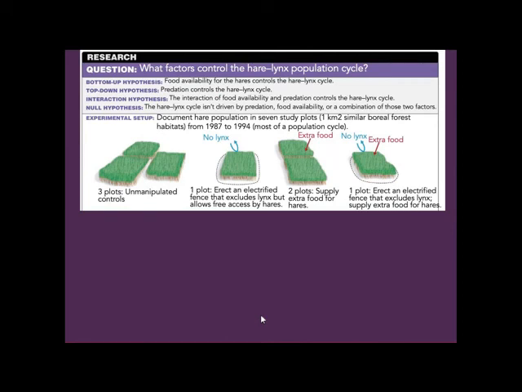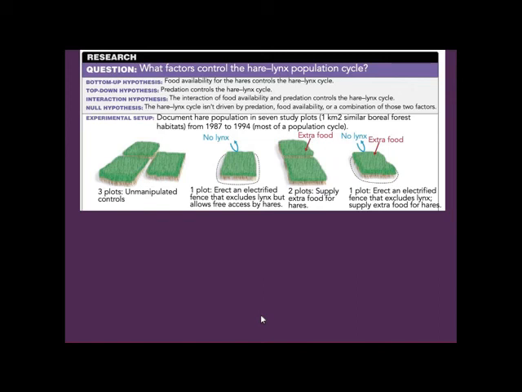And there's a bunch of different hypotheses. The first one is called the bottom-up hypothesis, which is that the cycle of the hares and the lynx is controlled by the food availability for the hares. The second is the top-down hypothesis, and this is that the hare lynx cycle is controlled by the predators, by the lynx eating the hares. There's an interaction hypothesis, which says that there is a combination of food availability and predation that control the cycle. And then the null hypothesis is that the cycle is not controlled by predation, food availability, or both.